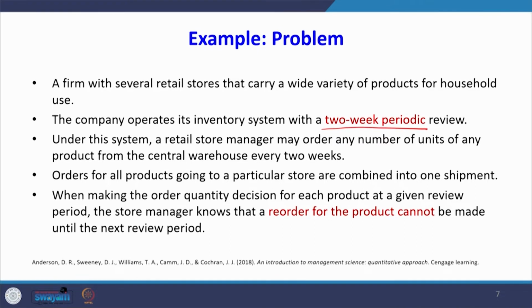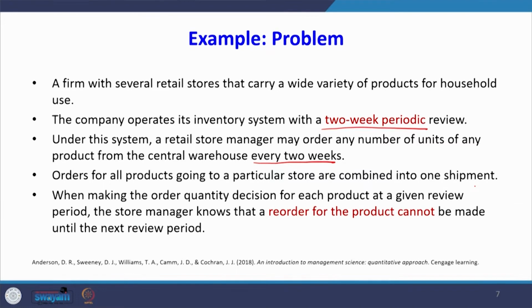Under this system, a retail store manager may order any number of units of any product from the central warehouse every 2 weeks. So, this person will order any quantity, in any numbers, but every 2 weeks from the central warehouse. Orders of all products going to a particular store are combined into one shipment. Here we can take advantage of economies of scale, because we can club the order, club the products, and then it will be easy for our transportation.